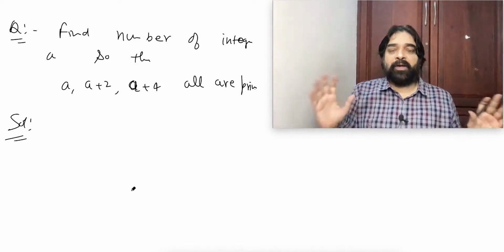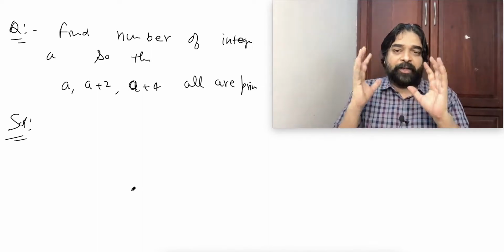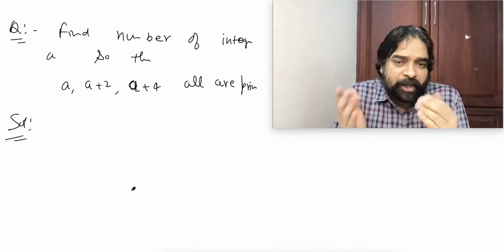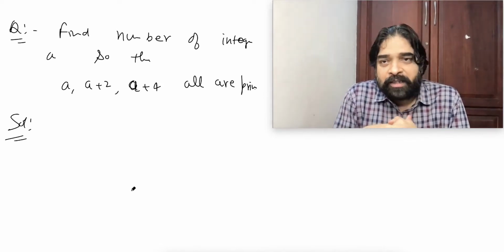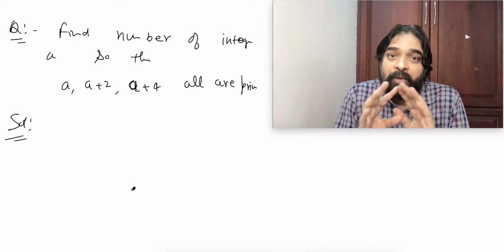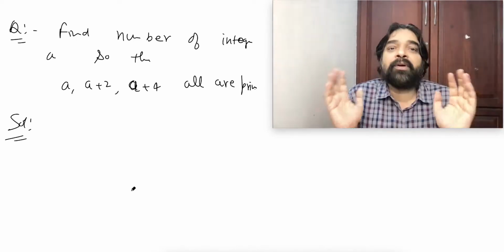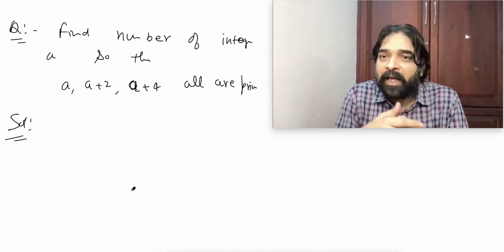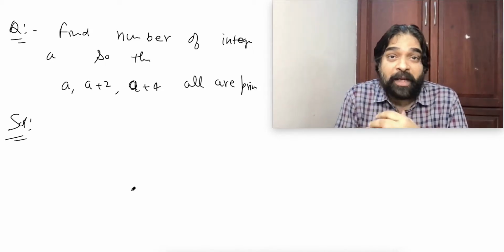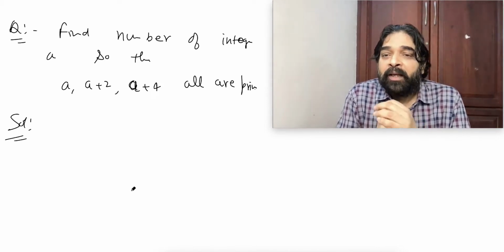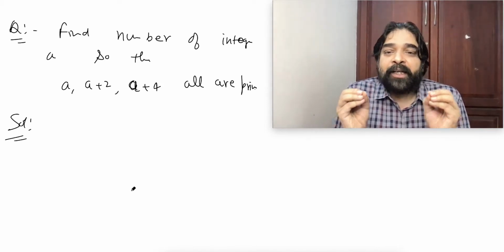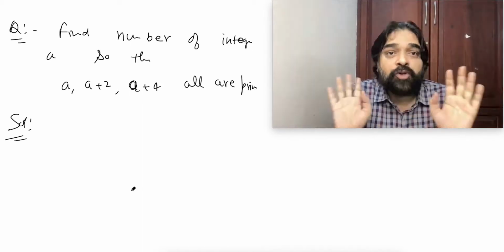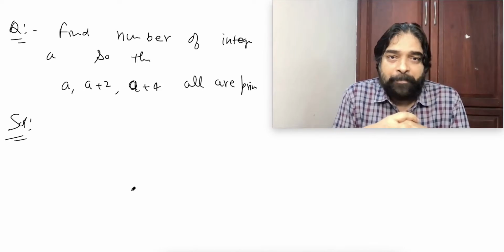Simple, straightforward. First thing, read the question carefully. Don't go by the hit and trial method. Of course, this question can be solved by hit and trial also. As I told you, shortcuts come at the end, when you finish the whole syllabus and are ready for the examination. Not initially, otherwise the whole maths will get spoiled. Find the number of integral values of A so that A, A plus 2, A plus 4, all three should be prime numbers. Yes or no?